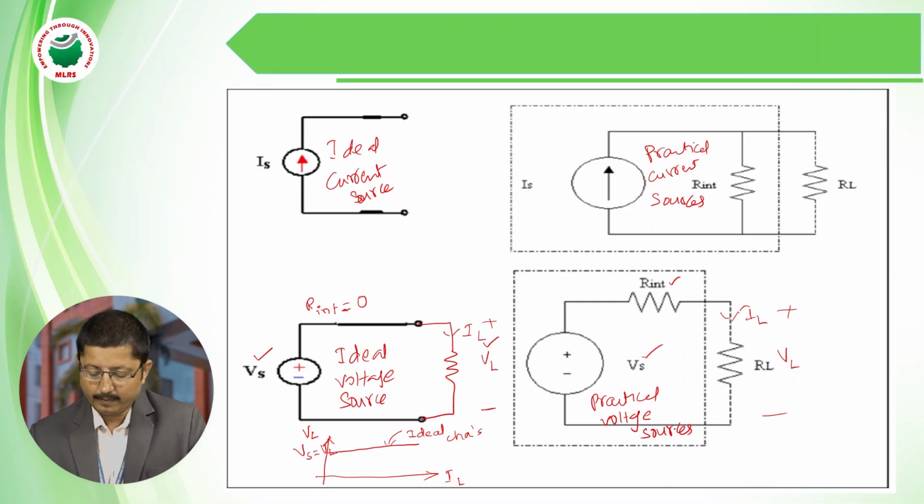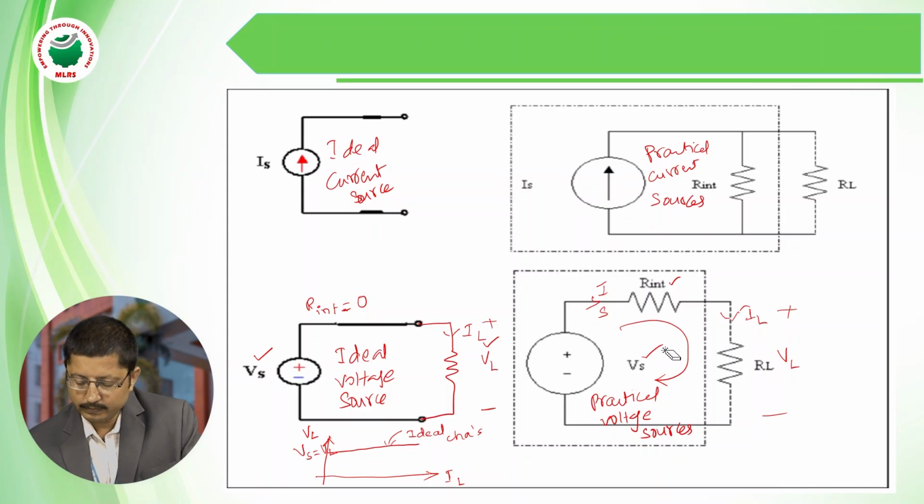First we apply KVL in this loop, because it is a closed loop. This is the source current, which flows through this resistance, and this is the load current. Applying KVL in this loop: IS into R internal plus VL minus Vs is equal to 0.